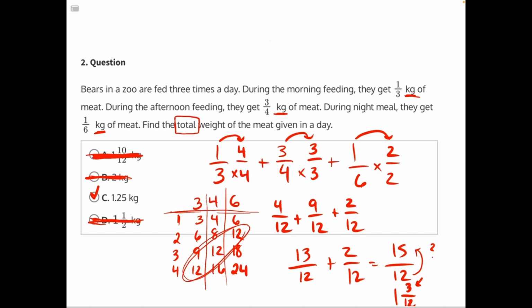At this point, you can mark C as your correct answer and move on with the rest of the test, but for the sake of the video, I'll show you how they got from this mixed fraction to this decimal. 3 over 12 is not a fully simplified fraction. You can divide both the top and the bottom by 3 in order to simplify it down to 1/4. 1/4 is the same as 0.25. These are both equivalent numbers.